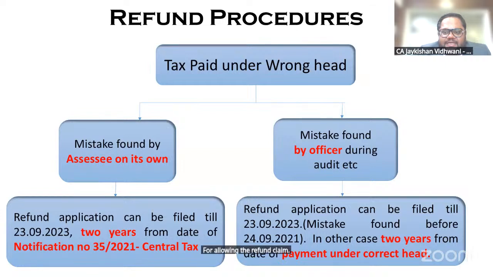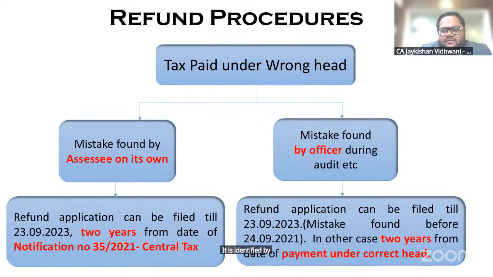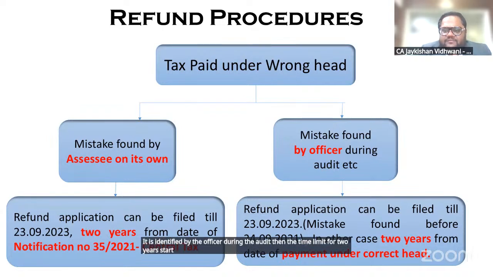As I said, this wrong payment of tax under the wrong head can be identified by two persons. It is by the assessee on its own, or it has been identified by the officer during the audit. If it is identified by the officer during the audit, then the time limit of 2 years starts, meaning the relevant date wherein you can maximum file your refund claim starts from the date of the passing of the order.